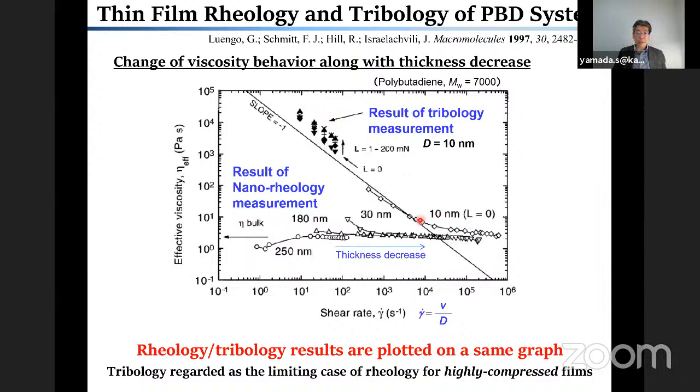These are the results of the tribological measurements. Thickness was about 10 nanometer for all the plots, and the effective viscosity calculated from the friction force and thickness exhibited shear thinning behavior. Please note that the extrapolation of these shear thinning plots of the tribological results nearly overlaps with the shear thinning of the nano-rheology curve for the 10 nanometer film.